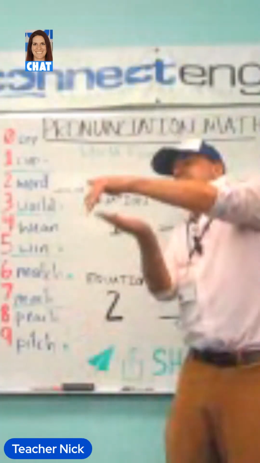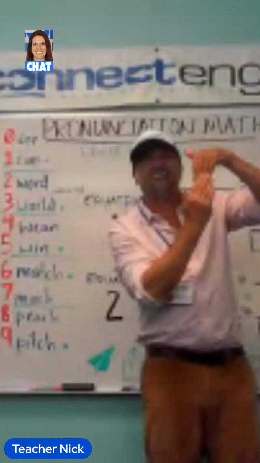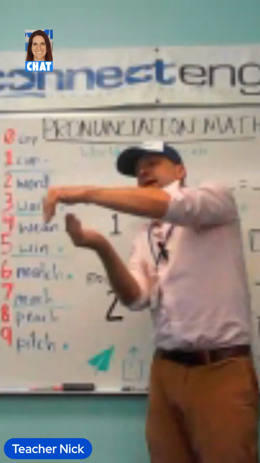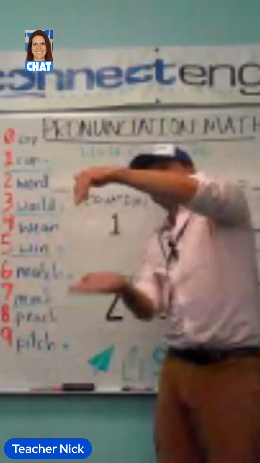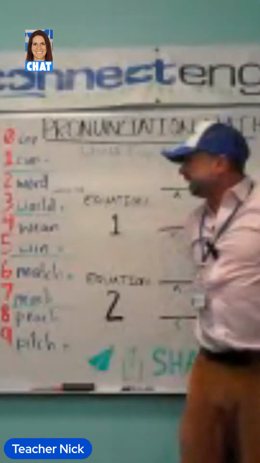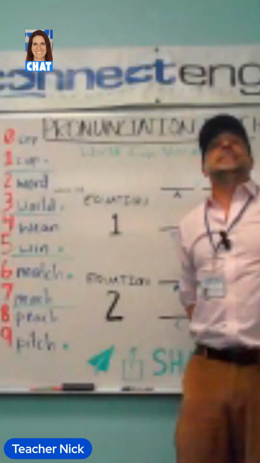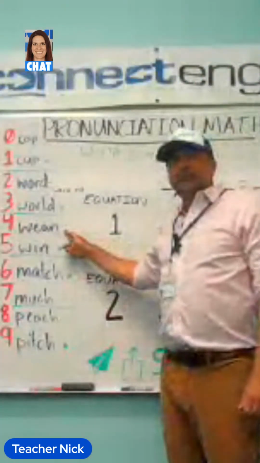This one has the high tongue, not much air. So if you think about your front teeth right here, and you think about the top of your mouth, your tongue is high, and there's just a little bit of air for this one. Again, everybody, it's really easy. Wean. Good, yeah. This is not a popular word.